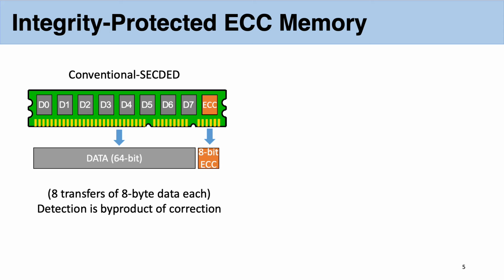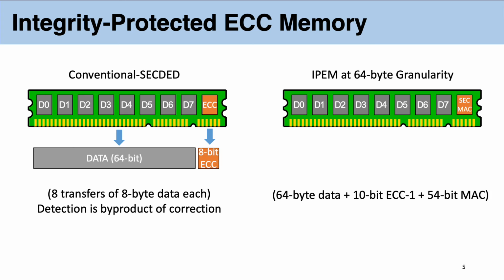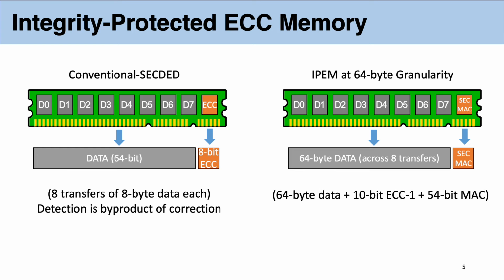However, we don't interact with memory at an 8-byte granularity. We interact with memory at a 64-byte granularity, which is the granularity of a cache line. Then why have the ECC code at 8 bytes? Our proposal organizes the ECC code at the granularity of a cache line, 64 bytes. So across 8 transfers, we get 64 bytes of data and 64 bits of ECC code.